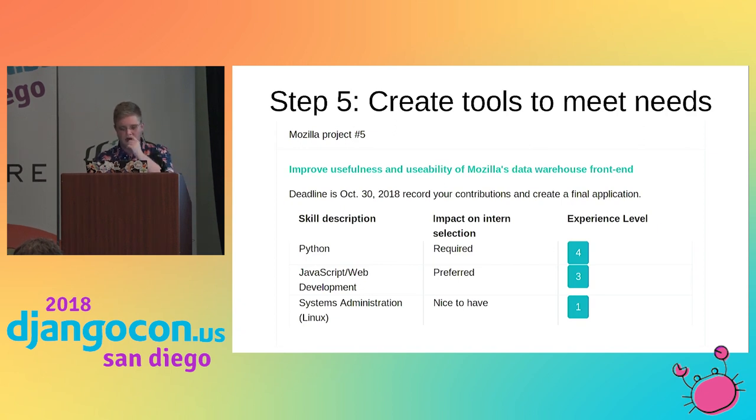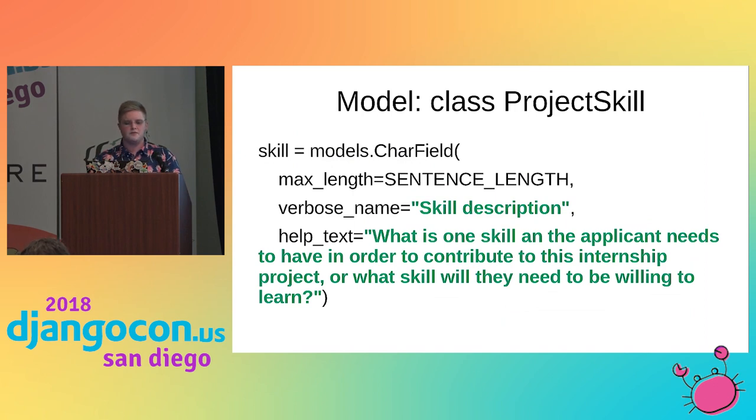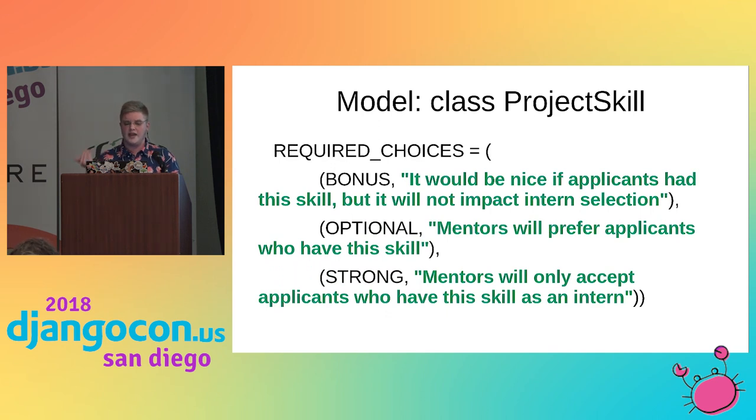So let's dig a little into the actual Django parts of it. So in our model, we've got a project skill class. And in the help text, we really call out that we just want one skill, just one, not a list, just one skill. And we try to ensure that by saying the skill description shouldn't be longer than like a sentence. And the next part is we have options for what is the impact of the skill on intern selection. Is it required? Is it nice to have? Or is it like a preference for the mentor?